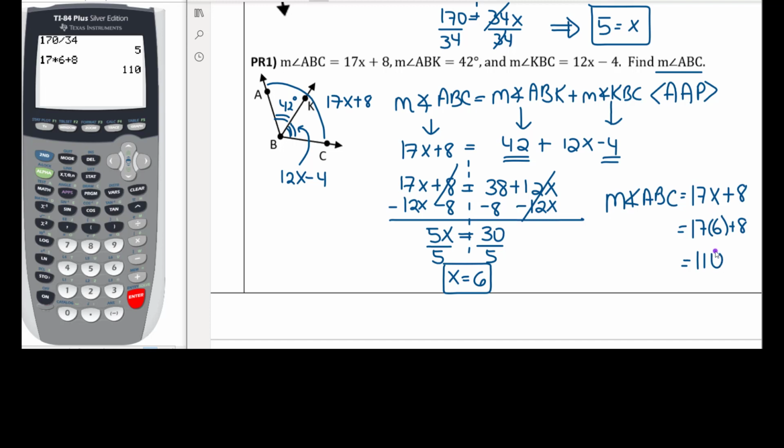Also remember that your calculator can use parentheses if you like. So instead of using 17 times 6, you could write 17 parentheses 6, close parentheses plus 8. Exactly what you see on your paper. And then you press enter, and voila, as they say in France. And that is our answer. Pretty cool, huh? All right, let's go on to the next problem.